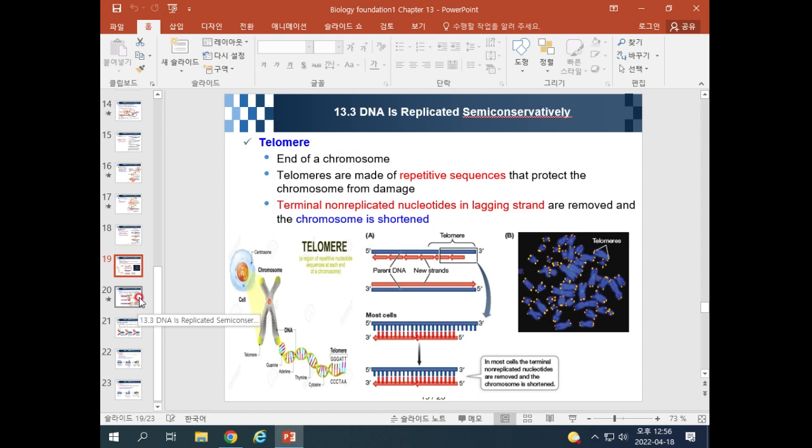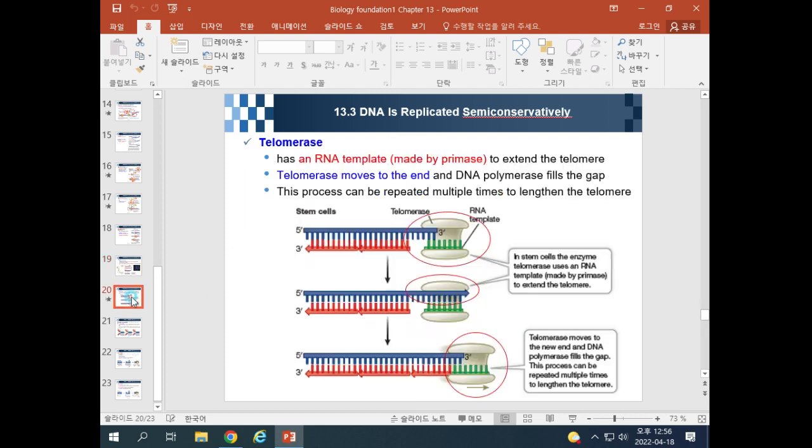At the end, they will find the telomere region. But usually the telomere region would be shortened like this, because this region cannot be replicated. However, telomerase was there, and telomerase has the RNA template itself. So this region can be replicated, and also this region can be replicated like this. Okay.